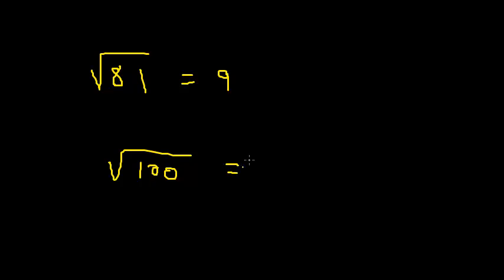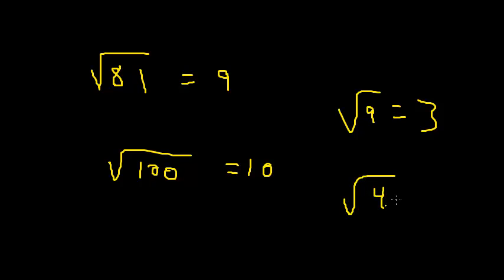More square roots: the square root of 81 is 9, since 9 squared gives me 81. The square root of 100 is 10. The square root of 9 is 3. And the square root of 4 is 2. You'll see here 2 squared is 4, 3 squared is 9, 10 squared is 100, and 9 squared is 81. These are square roots. These are special cases because these are perfect squares.